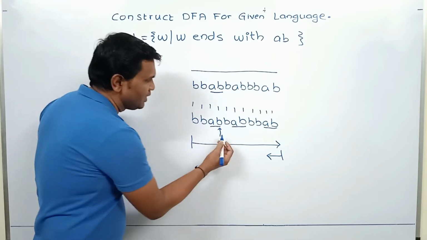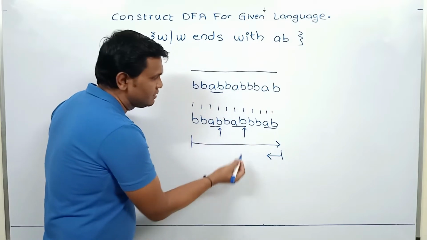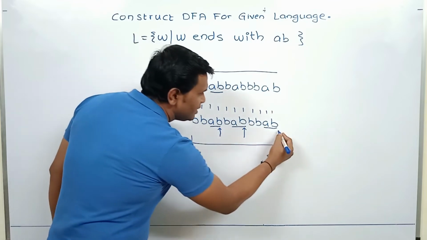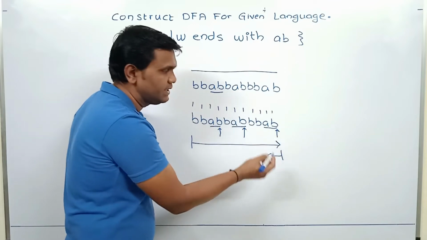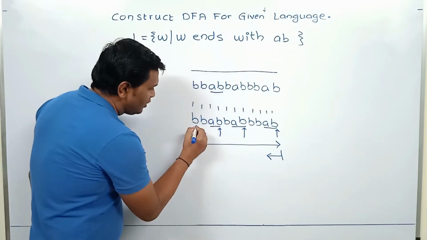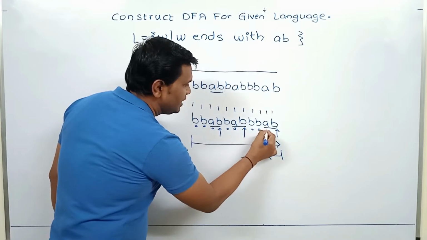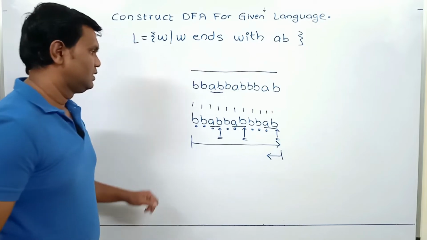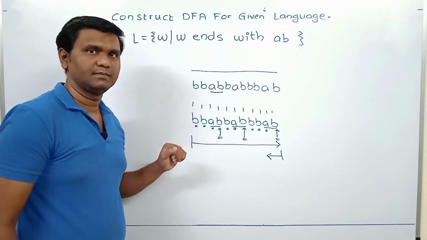So here again we find AB, the DFA should be in a final state, but the string does not end here. We have to continue to process the string. So again we find AB, the DFA should be in a final state. Here the string ends, so the string should be accepted. For all other instances while processing the string, the DFA should be in a non-final state. Here it should be in a final state. So this is what we have to consider when we design the DFA.